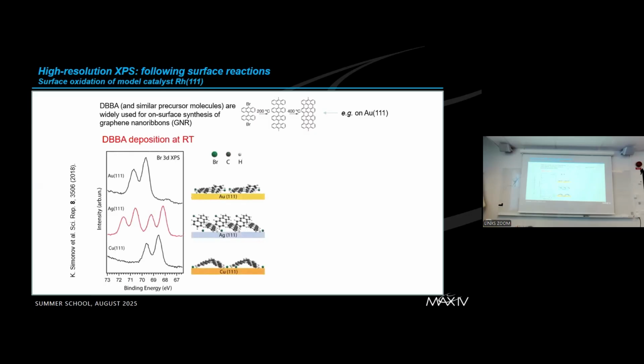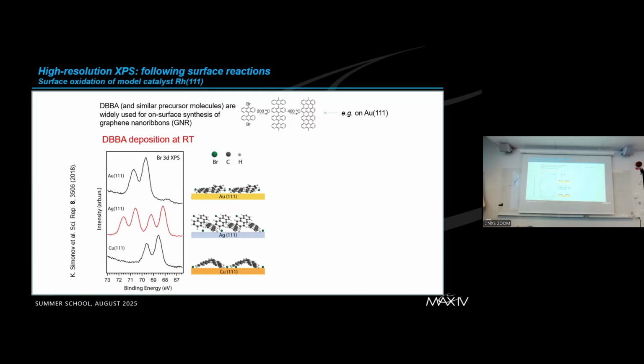So this is how the spectrum may look on different substrates. You see, this is the bromine 3d doublet. So this doublet corresponds to 1 chemical species. So on gold, if we deposit at room temperature, the molecules are intact, the bromine atoms are still sitting there, and we have only one doublet corresponding to these atoms.